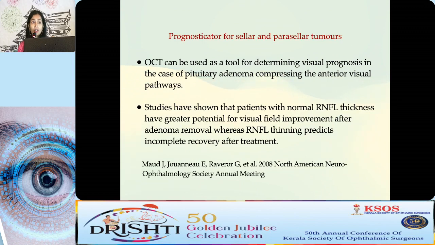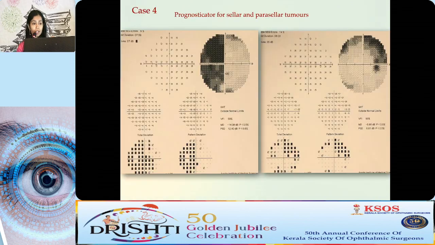The other use of OCT in neuroophthalmology is as a prognosticator for sellar and parasellar tumors. So in sellar and parasellar tumors, the visual field defects and the visual field improvement, to an extent, a lot is dependent upon how much damage it has caused anatomically to the structures of the eye.